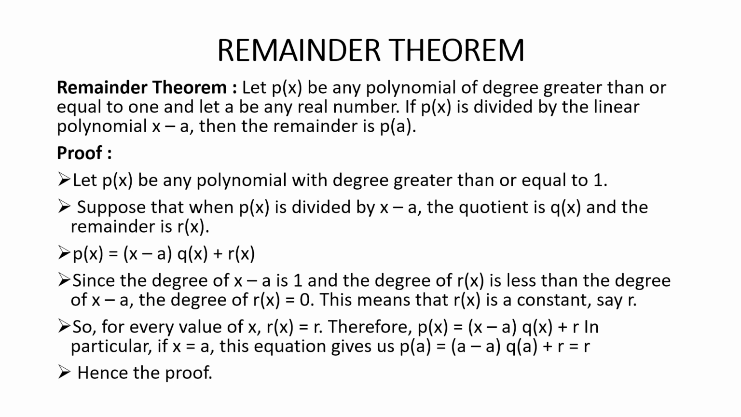Now, in particular, if I put x equal to a in that, the equation gives us p(a) equal to (a minus a) into q(a) plus r, which is equal to r. Hence, we can say that over here x minus a is a linear polynomial, and if p(x) is divided by x minus a, the remainder will be equal to p(a). r is the remainder and that is equal to p(a).